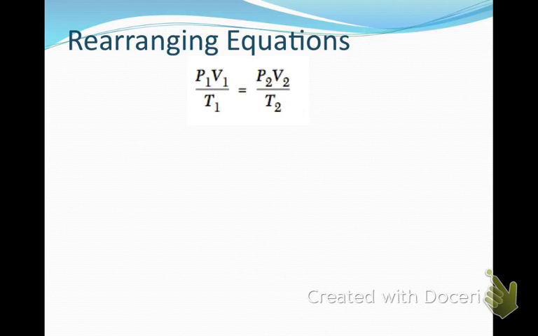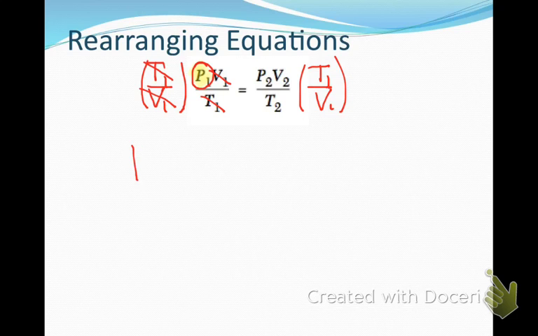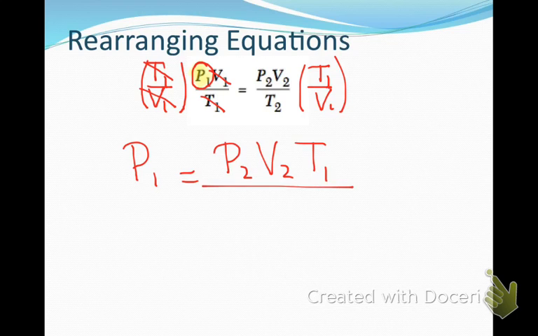So say for example, I want to get P1 all by itself. I need to make sure I can isolate P1. So essentially what I'm doing is dividing both sides by V1 and multiplying both sides by T1. So I'm taking the reciprocal of whatever's left over. So I'm taking T1 over V1, and just to prove that, I'm canceling out V1 over here and canceling out T1 over here. So on the left hand side, I'm just left with P1. So P1 is equal to P2 times V2 over T2 times V1 over T1. Right? So that's how I would rearrange the equation if I had to isolate P1.